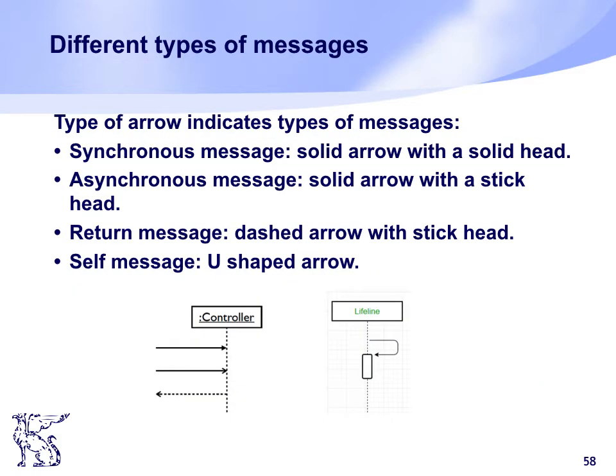In the next page we have given all the different notations for those different kinds of messages. For a synchronous message we use a solid arrow with a solid head. For an asynchronous message we use a solid arrow with a stick head. For a return or reply message we use a dashed arrow with a stick head, and for a self message we use a U-shaped arrow. So these are four different types of messages. We have two more different types of messages. We will show them later.